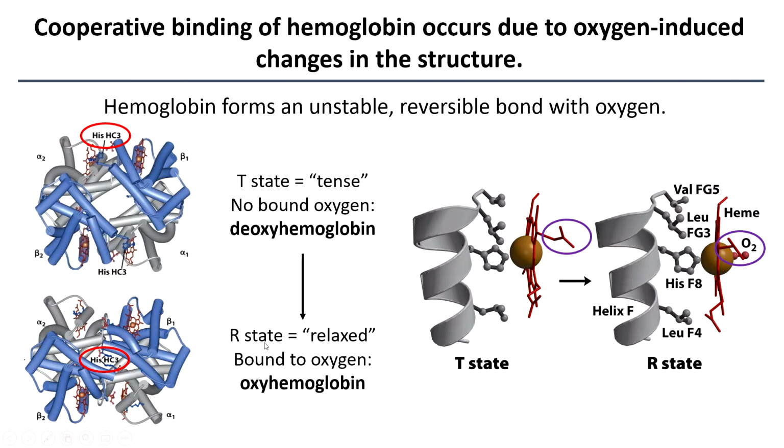So R state is the relaxed state. The subunits aren't as tightly bound together, because that first oxygen binding event has loosened the neighboring subunits, the tightness of the neighboring subunits. The T state is considered the tense state because that's when most of the heme groups are buried towards the center of their subunit.